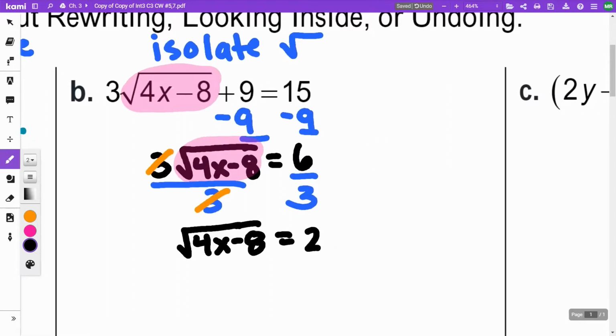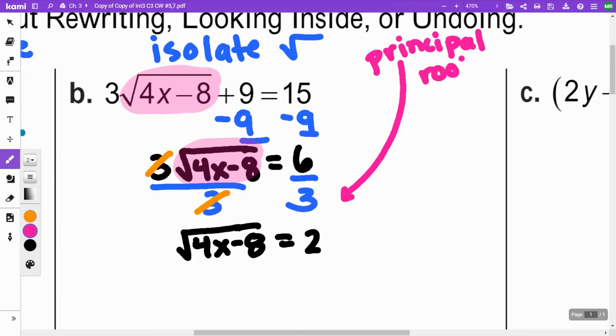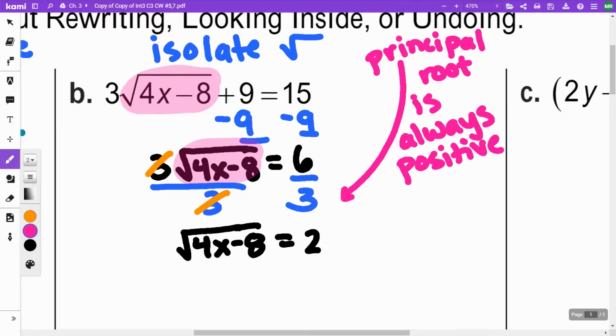Now, when we are doing these square root problems, we are looking at what we consider the principal root. So here, when I have a square root, okay, I am looking at the principal root, which is always the positive root. Because when I take the square root of something, I get two answers, a positive and a negative. But when they draw the square root for you, they are telling you that they want the positive one unless they have a minus in front. So they want the positive one.